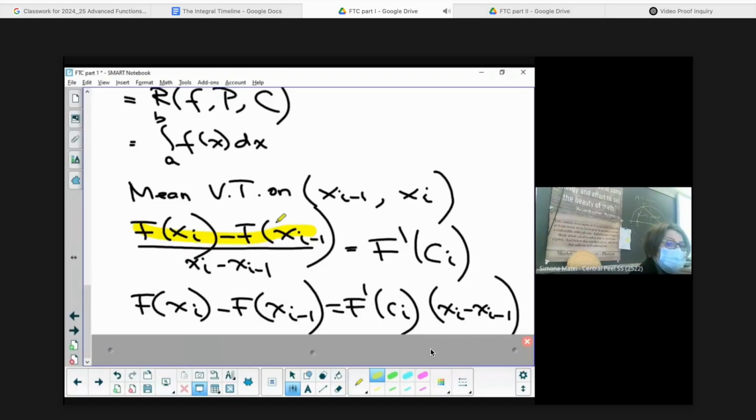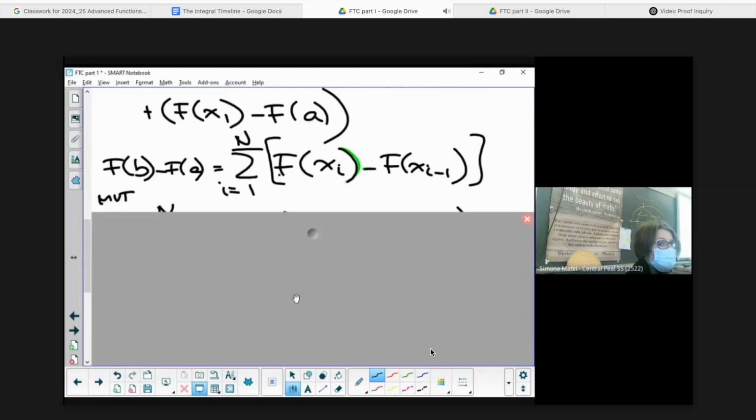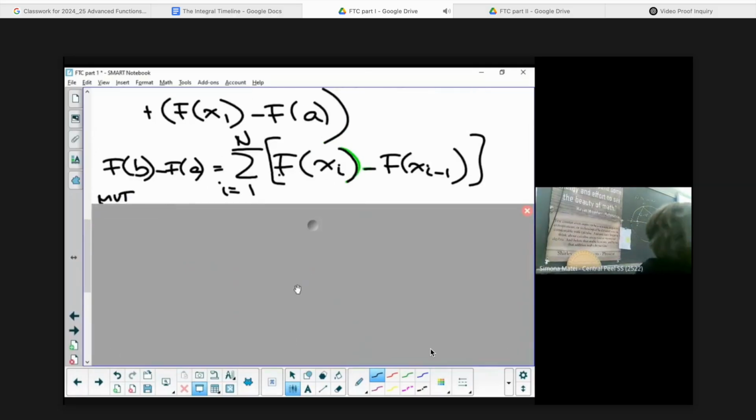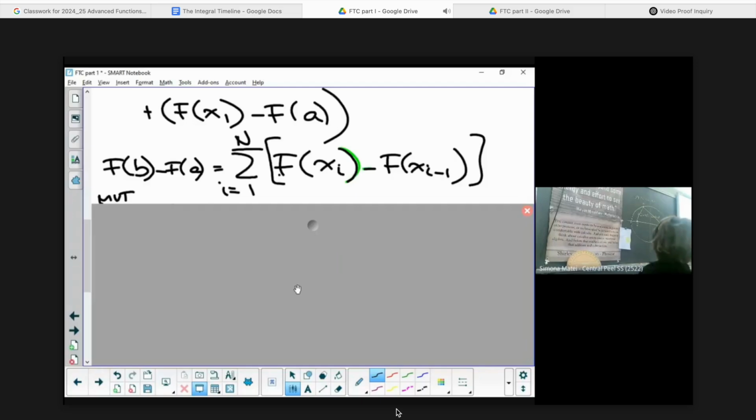Good. So now let's go back to where I stopped, right over here. I was at the point where f at b minus f at a is the sum of all those intervals. So what I wanted to do was use the mean value theorem as we discussed. Can you please use the mean value theorem as we discussed? Please replace that difference with the expression we got from the mean value theorem.